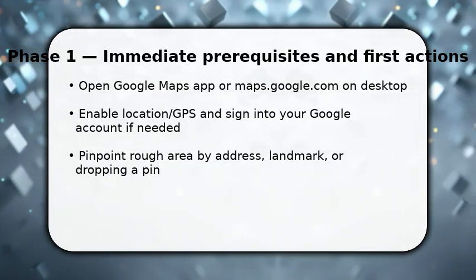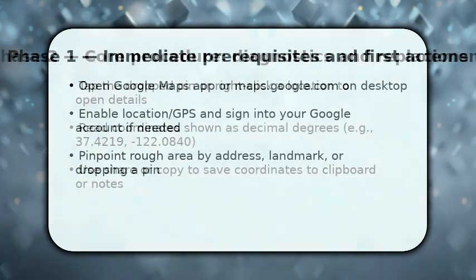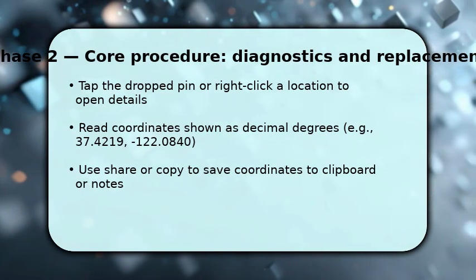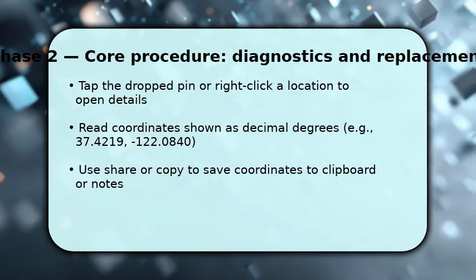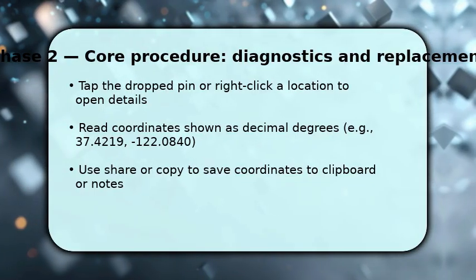Now reveal the coordinates. Tap the pin on mobile or right-click and choose what's here. On desktop, Maps displays latitude and longitude in decimal degrees directly under the place name or in the info card. That's what you'll use for GPS devices.